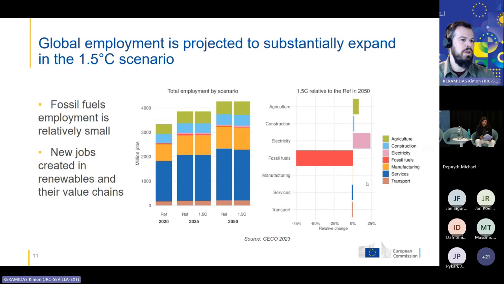Impacts of climate policy are visible if we zoom in on the relative changes by sector. So no surprise here, there's a big relative change in employment for fossil fuel extraction and transformation, and an increase of employment in electricity generation due to the deployment of renewables and other low carbon technologies, but also due to the increased electrification of end uses, so a double effect.